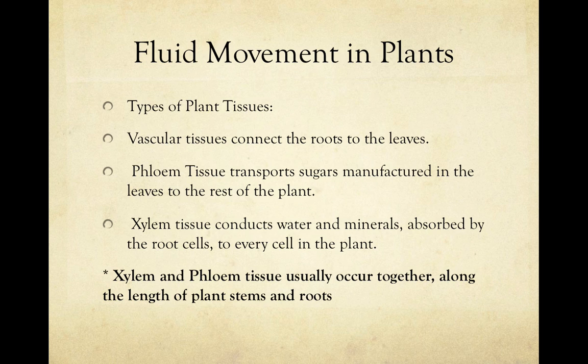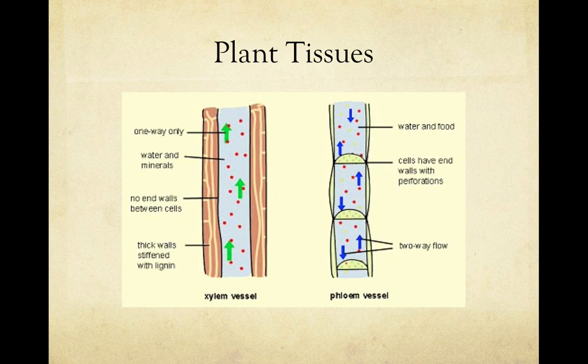So at the bottom we have bolded that xylem and phloem tissue usually occur together along the length of the plant stems and roots. There's going to be a diagram that illustrates what I'm talking about with that point, so keep that in the back of your brain because it's going to come up again. So here we're looking at 2 tissues. Okay, we're looking at the xylem vessel and the phloem vessel. One of the differences is that the phloem vessel is going to be transporting sugars and food from the leaves to the rest of the body.